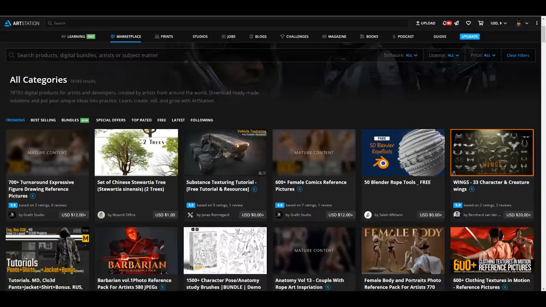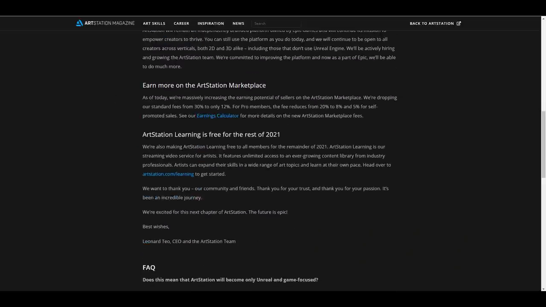As a creator right now, what happens is, instead of being charged the commission of 30%, right now you'll be paying just 12%. And this is lovely. For pro members, you'll be getting an even more reduced commission rate, as it's going from 20% down to 8% and even 5% for your self-promoted stuff. And to me, I think this is pretty nice.